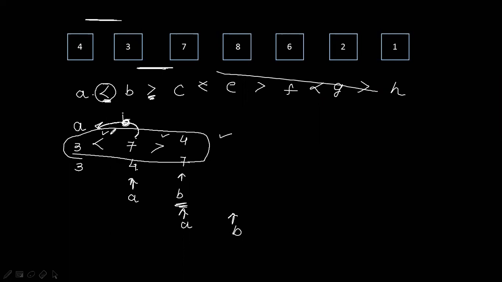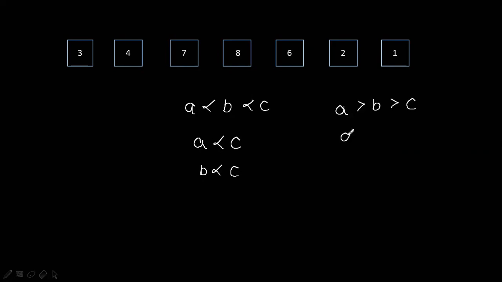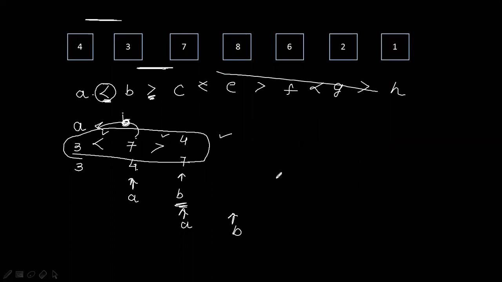Satisfy the condition. Exactly. So mathematically, if something is holding true, something like this, a less than b less than c, can you say that a is less than c? Correct. And you can also say that b is less than c, right? And same thing goes for this. If a is greater than b and a is greater than c, you can say that a is greater than c, right? So the same thing happens over here. When you know that 3 is less than 7, and the next two elements are something like this.